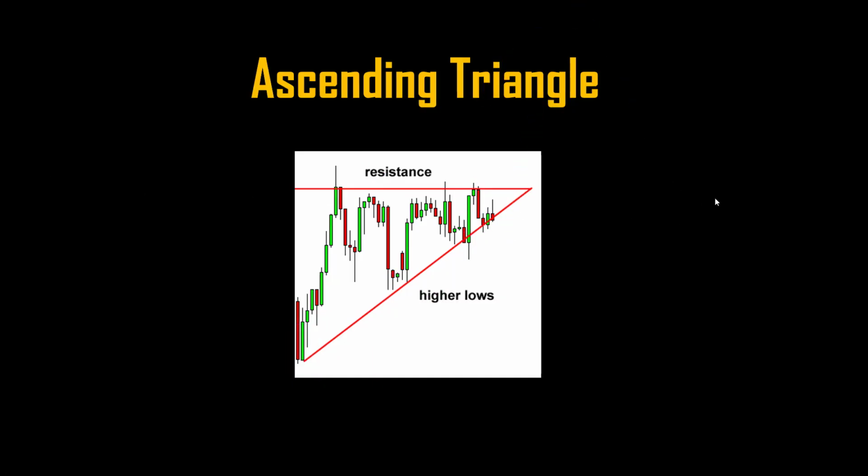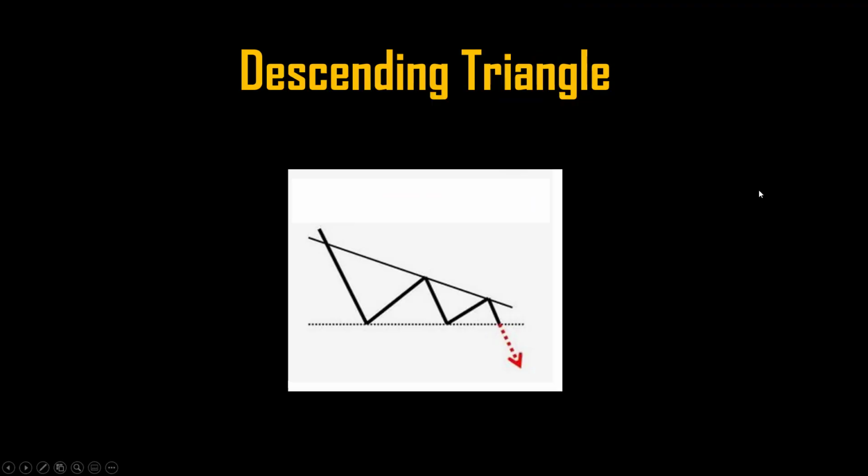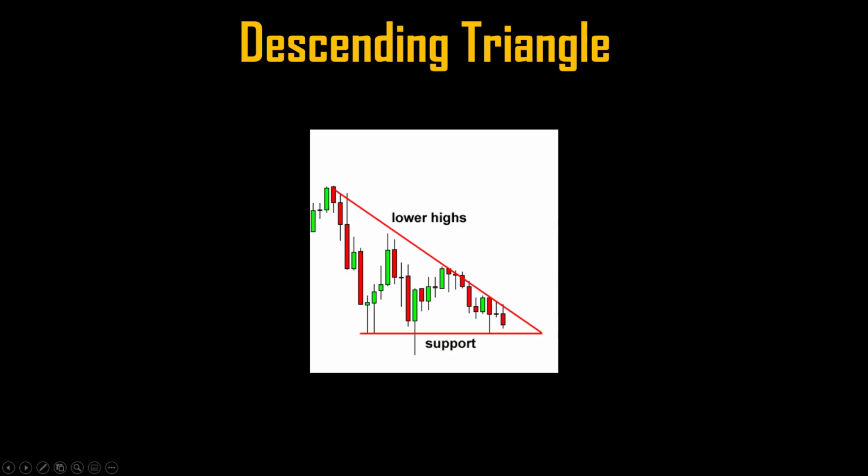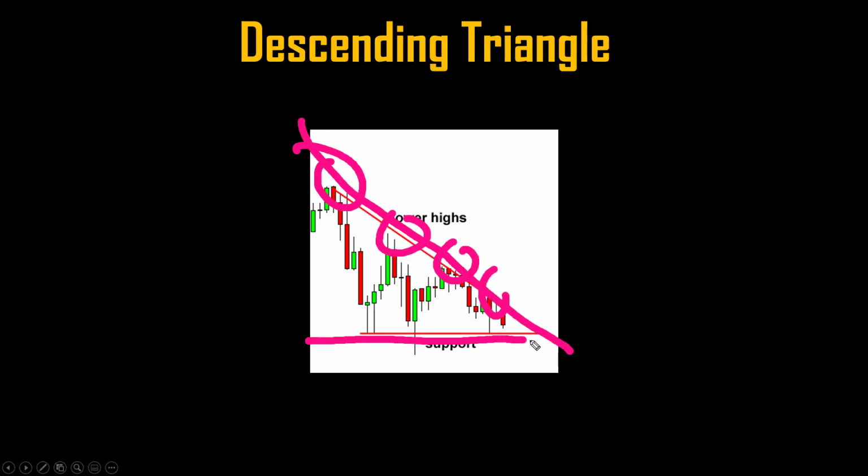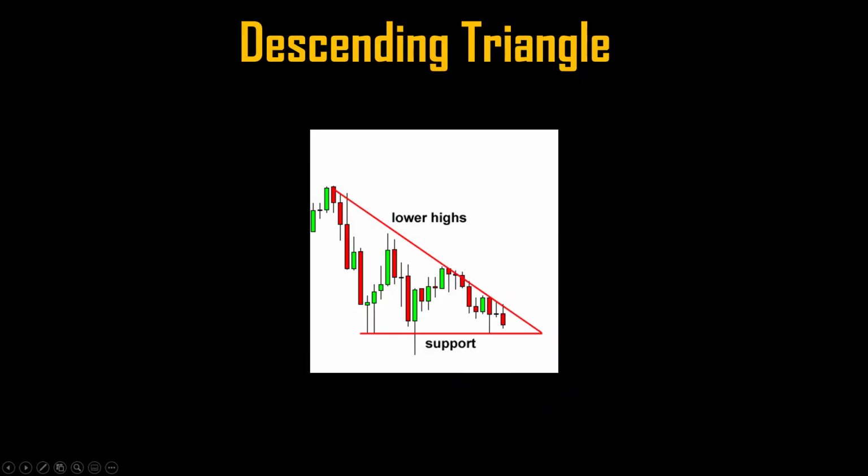And the next thing is a descending triangle. The descending triangle is the exact same thing, but completely flipped. You are having lower highs, lower highs, lower highs. It's descending down. At that point, you have the support area. You're looking for it to break that area and continue selling off.